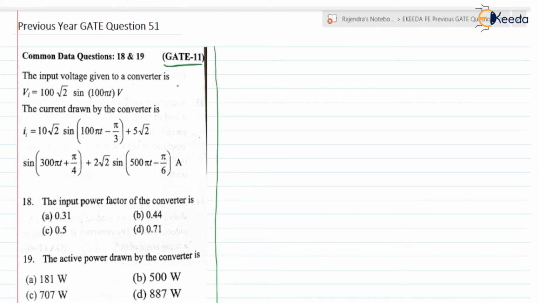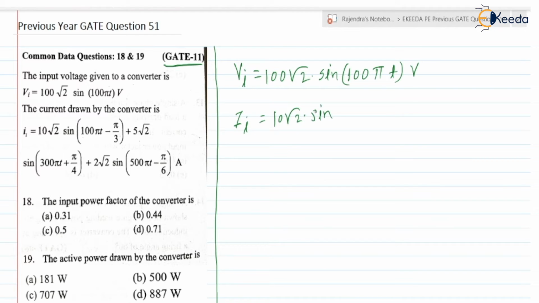The input voltage given to the converter is, let us first write the input voltage. vi is equal to 100 root 2 sine of 100 pi t volt. So this is the input voltage. Also the current drawn, ii, is equal to 10 root 2 sine of 100 pi t minus pi by 3.